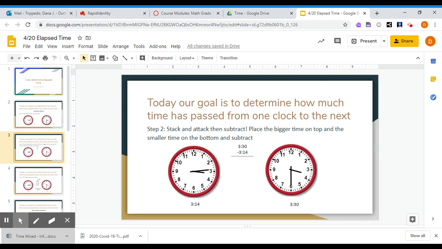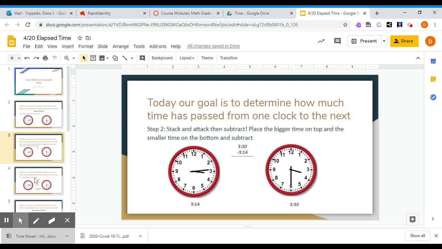So we're going to be placing the bigger time on top of the smaller time. So you see here I put 3:30 on top and then 3:14 on the bottom. And as you can see, and remember, we always start subtracting in the ones place. And since I have more on the floor, the 4 is bigger than the 0, that means I'm going to have to do some borrowing.